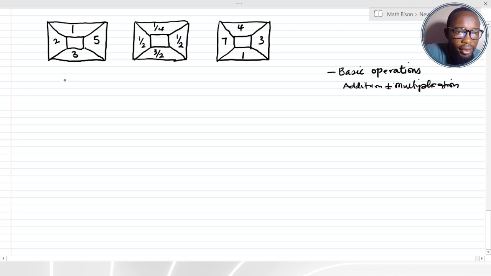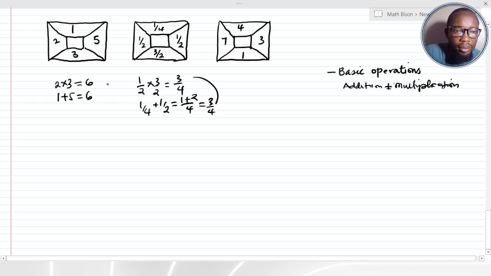Now, if you say 2 times 3 equals 6, and 1 plus 5 equals 6 also. Let's try with the second sample. Half times 3 over 2 should give us 3 over 4. And on the next one, we are doing addition: 1 over 4 plus 1 over 2 should give us 1 plus 2, which is 3 over 4. So they're the same here. Let's check the third one and see if we get lucky. 7 times 1 equals 7, and 4 plus 3 equals 7. So that's also correct. We found something that works.